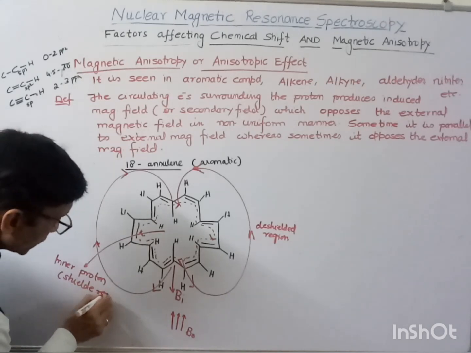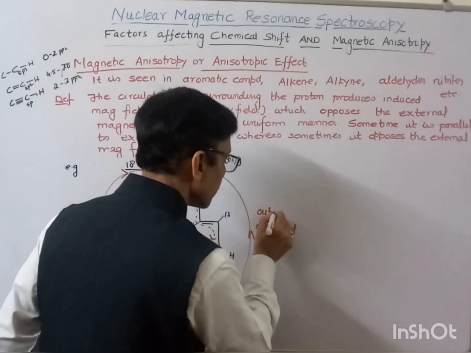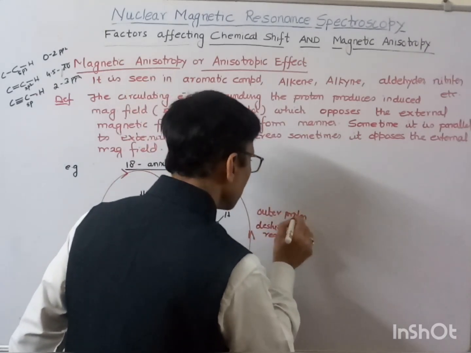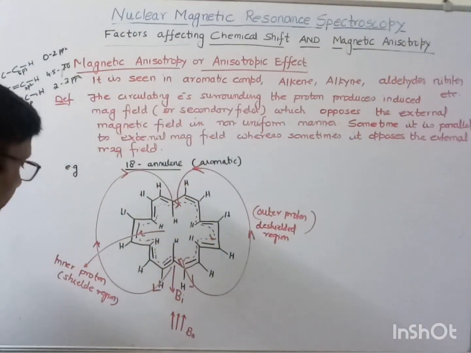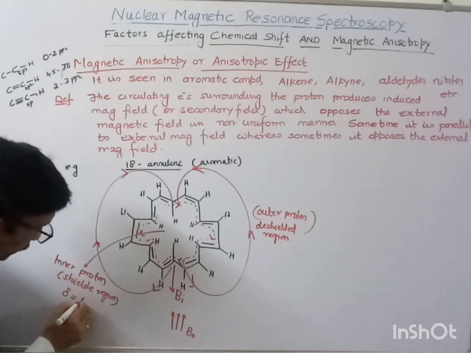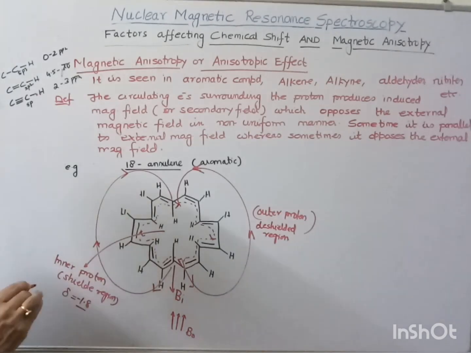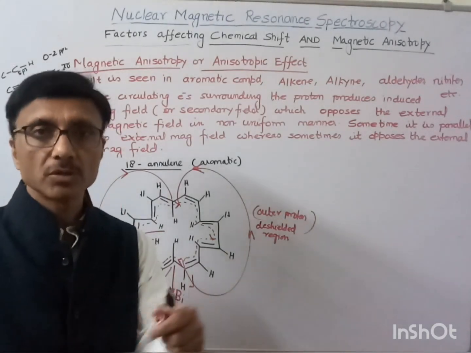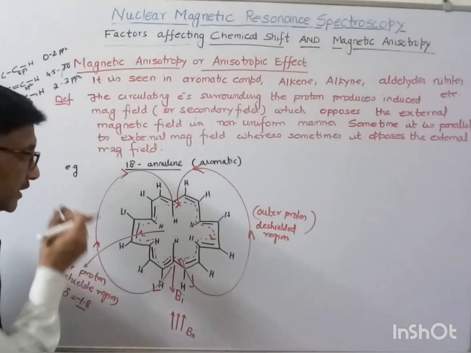Okay, the inner protons are in a shielded region, and the outer protons are in a de-shielded region. The inner protons are so much shielded that the delta value in this case comes out negative, around -1.8. So it goes to the negative side, meaning it goes below the TMS, because TMS is taken as 0.